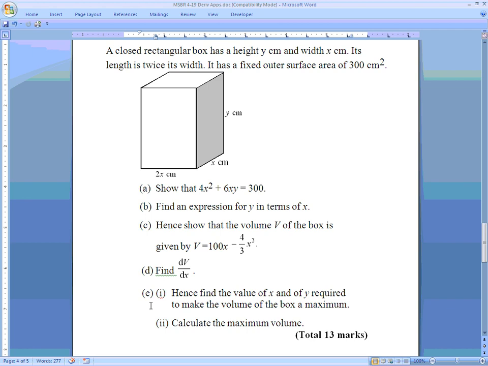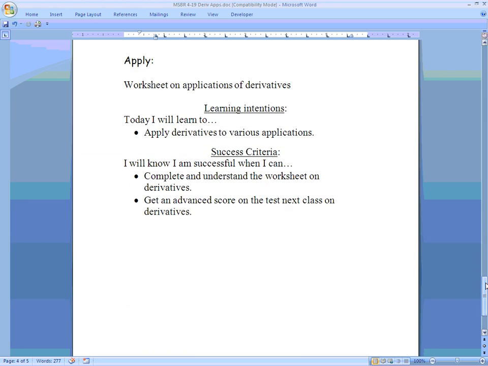All right, we will do more practice on applications of derivatives next class, and we will have a test coming up shortly on this.